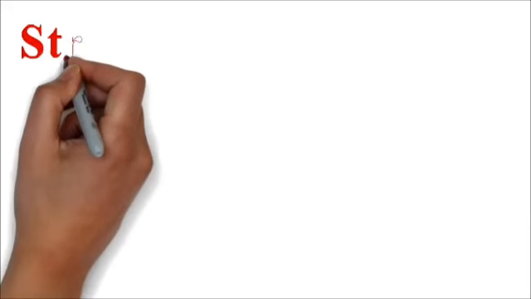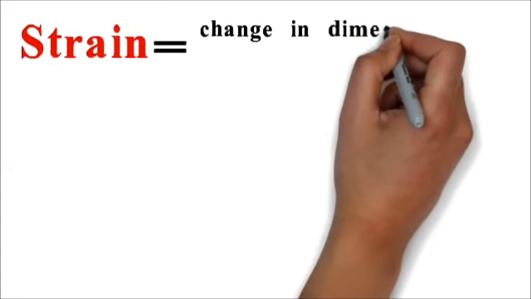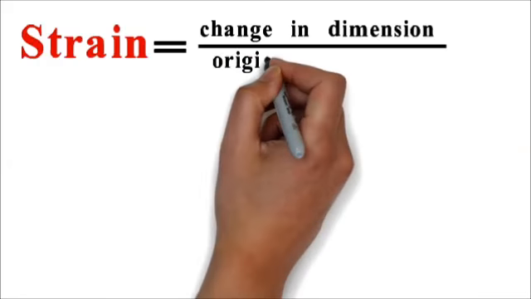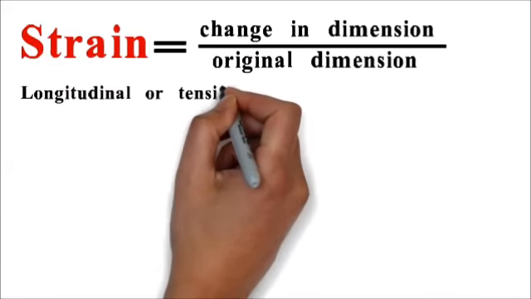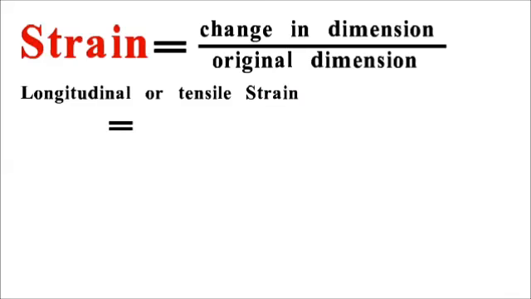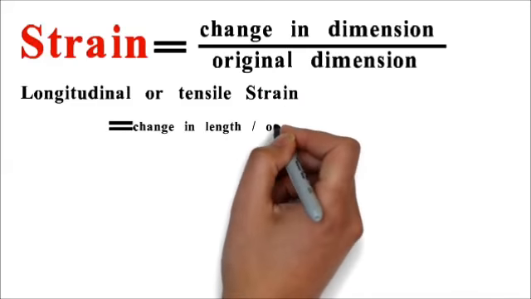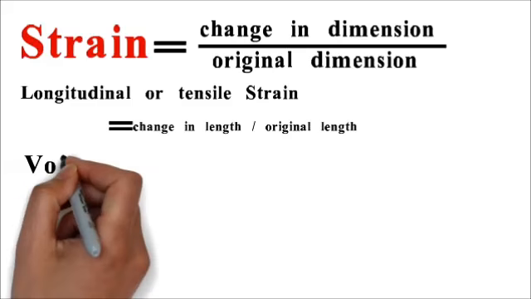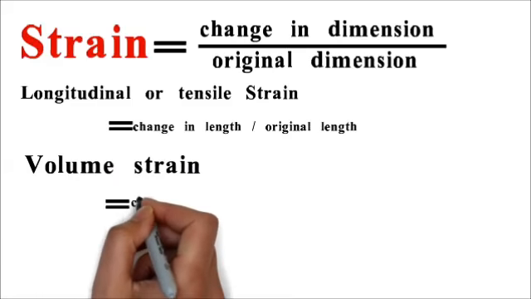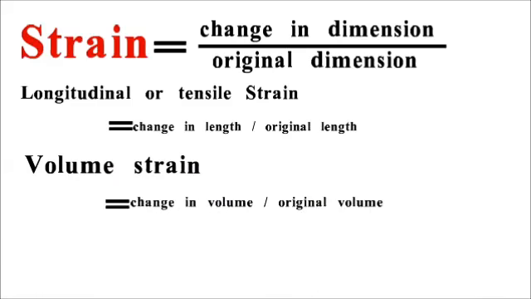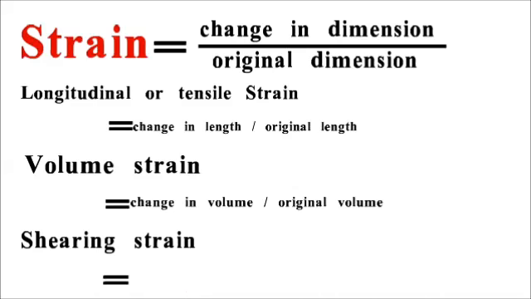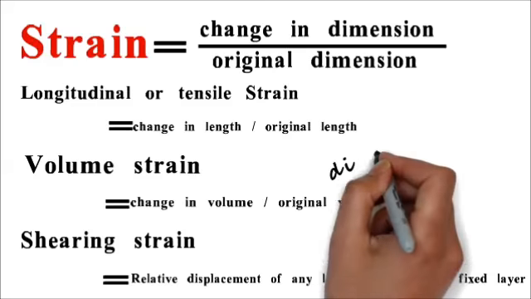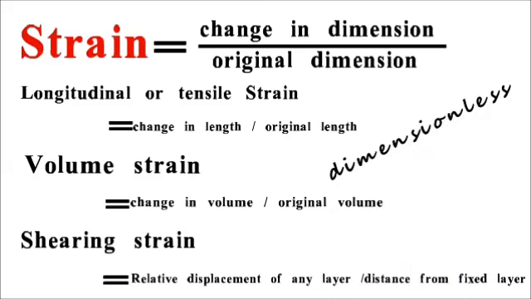Next, the strain can be defined as change in dimensions per unit original dimensions. There are three types of strain, just like stress: longitudinal or tensile strain, which is the ratio of change in length to the original length; volume strain, which is the ratio of change in volume to the original volume; and shearing strain, which is the ratio of relative displacement of any layer to its perpendicular distance from fixed layer. Remember, strain is a dimensionless quantity.